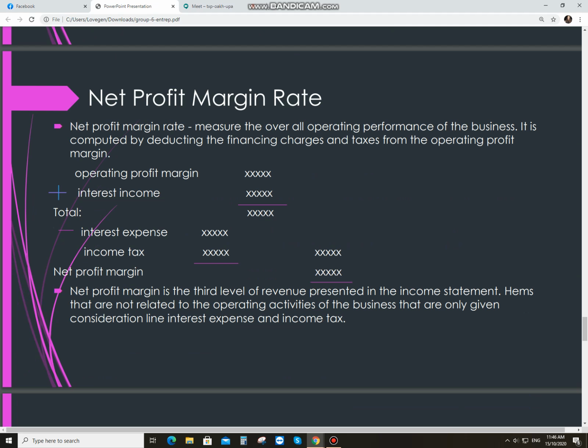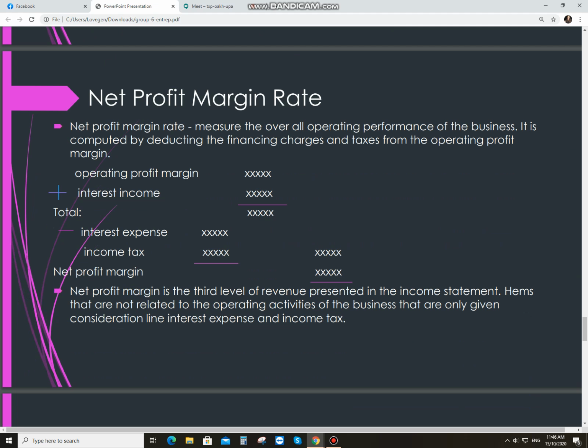Next is net profit margin rate. Net profit margin rate measures the overall operating performance of the business. It is computed by deducting the financing charges and taxes from the operating profit margin.